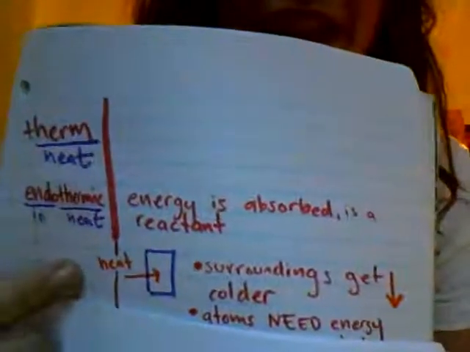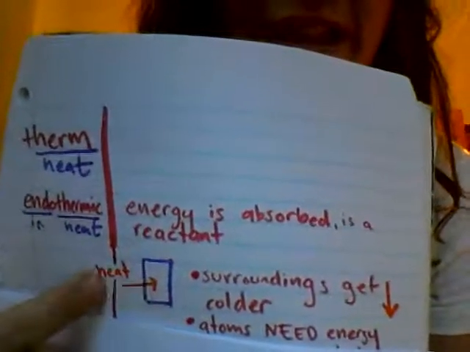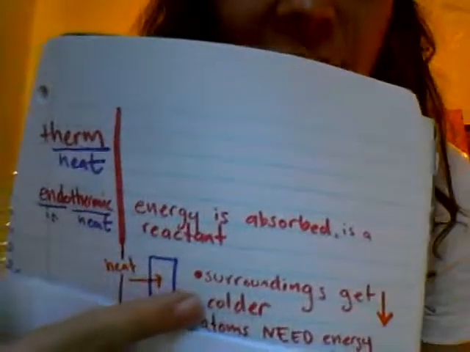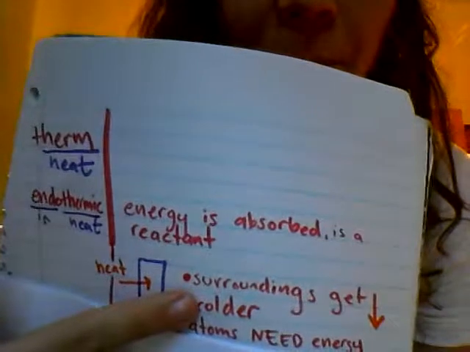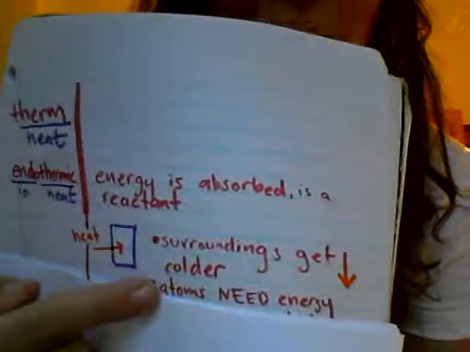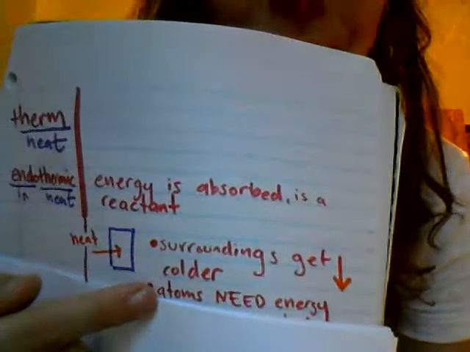And there's a few things to note about endothermic reactions. If the heat is going in, that means that the chicken is absorbing heat, which means the surroundings actually get colder. What it means is that in order for that reaction to happen, atoms need energy.